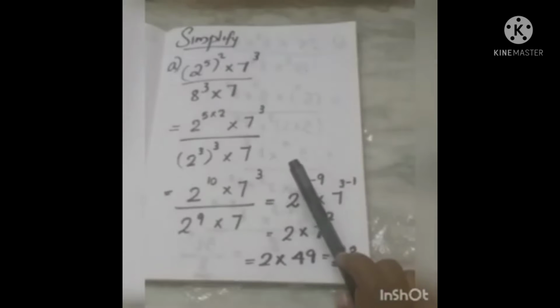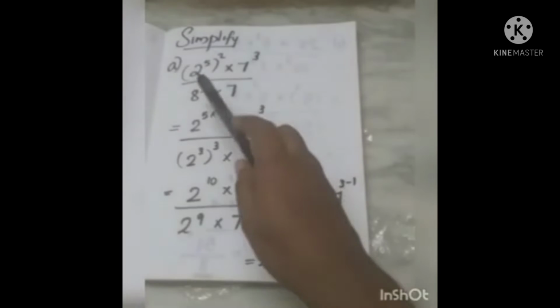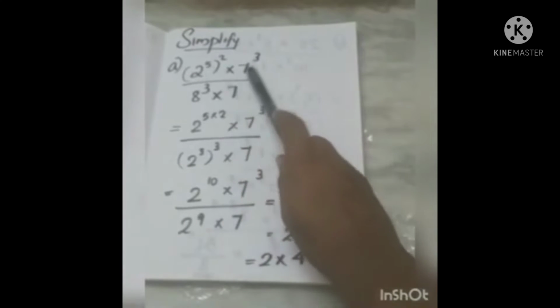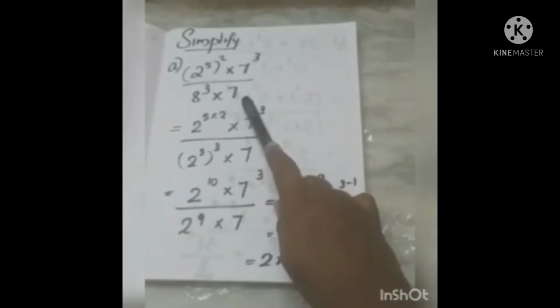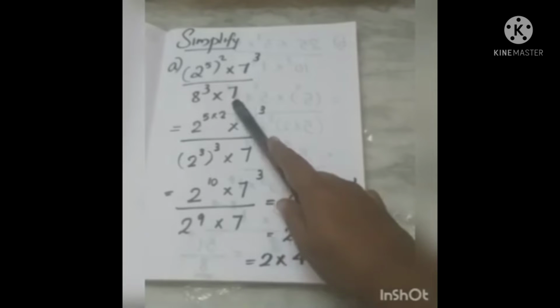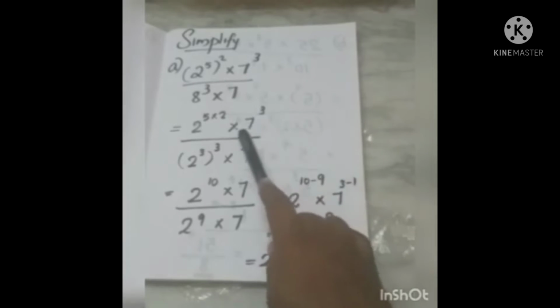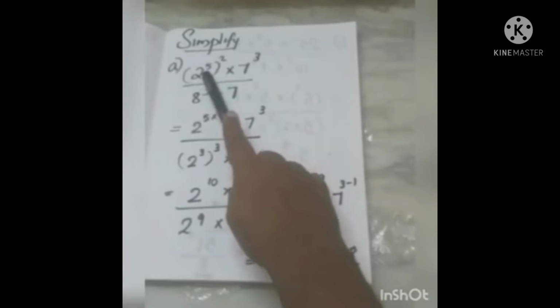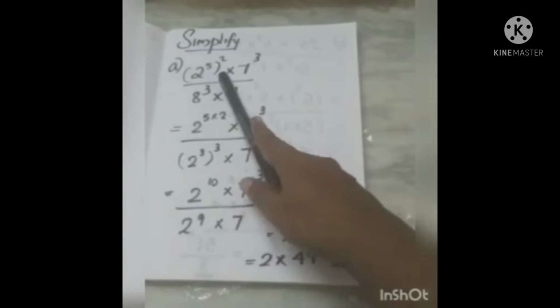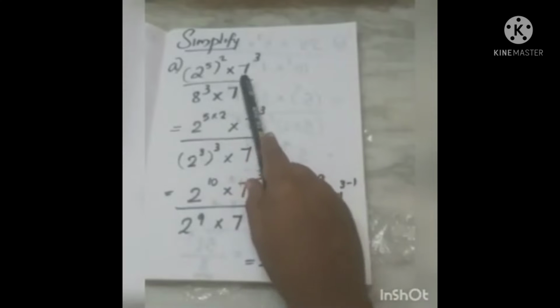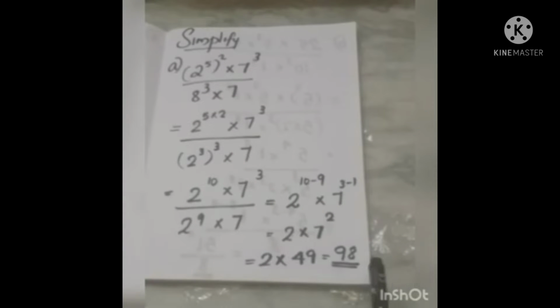Let us solve another set of questions, that is, simplify: 2 raised to 5 whole square into 7 cube divided by 8 cube into 7. We are going to solve it using the laws of exponents, whatever laws you have studied. Here first, 2 raised to 5 whole square. Here we are taking the power of a power. So what is the law there? a raised to m whole raised to n is what? a raised to m into n.